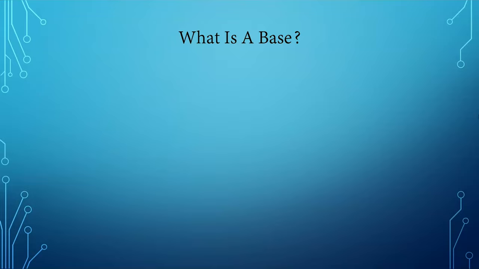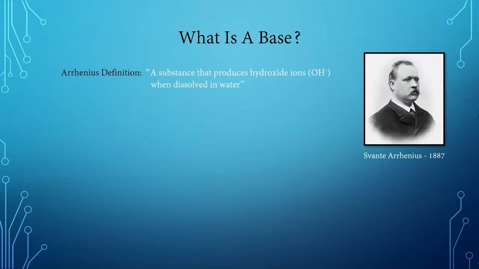Now let's take a look at what makes something a base. Arrhenius also had a definition for bases, just as he did with acids. And in his definition, a base was something that produced hydroxide ions when dissolved in water. Very common base is sodium hydroxide. We've used that in a number of our different experiments. Sodium hydroxide is an ionic compound. It is soluble in water, as we learned back in chapter 4, so it dissociates to form sodium ions and hydroxide ions.